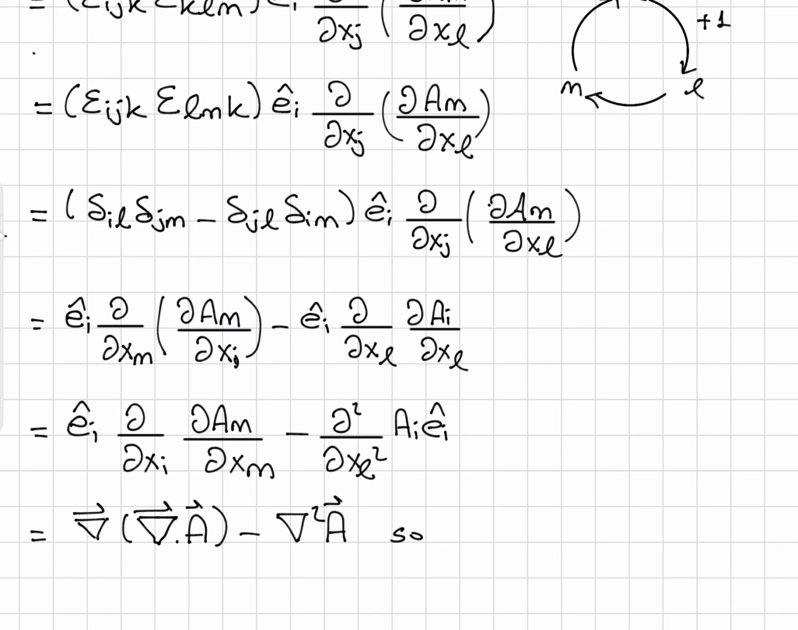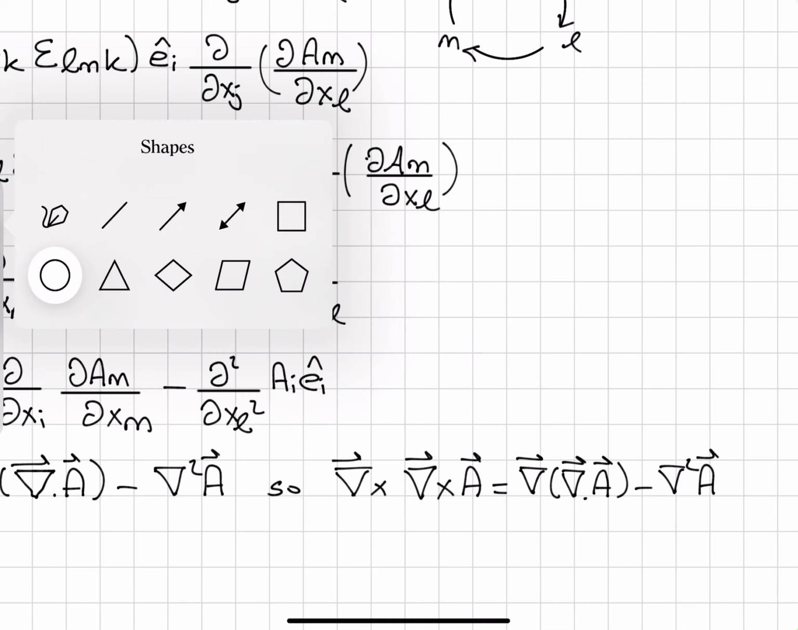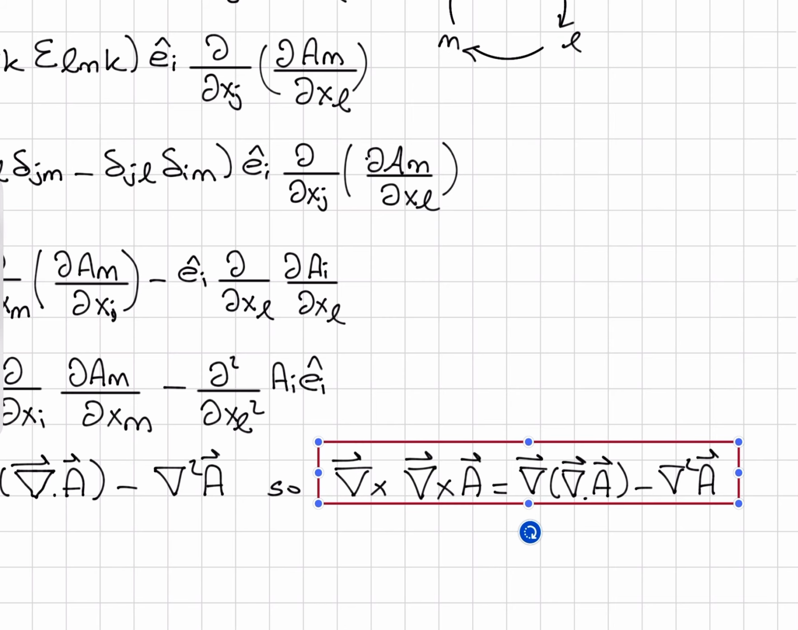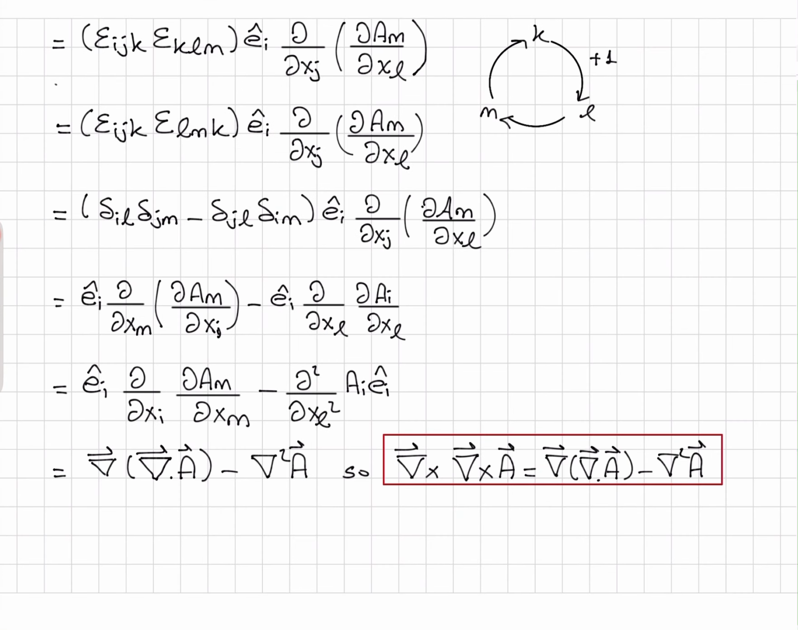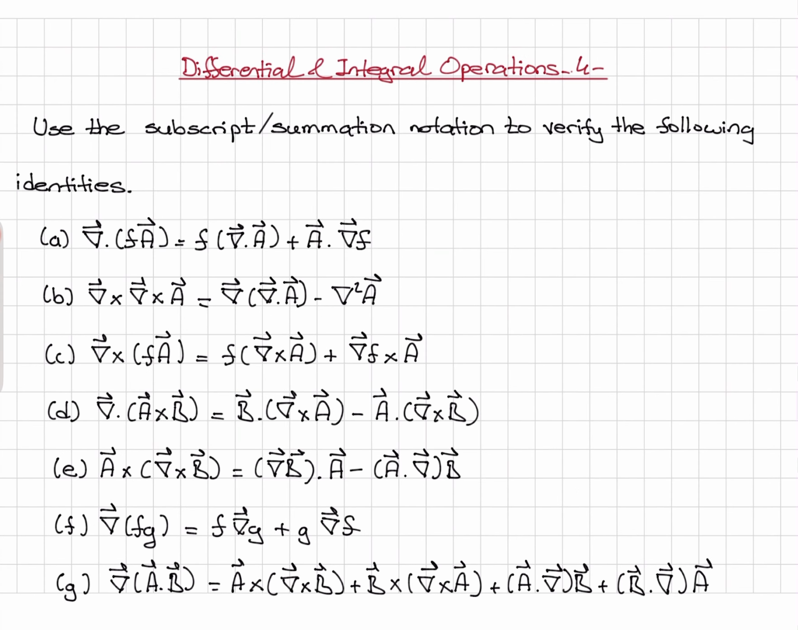So my final answer is curl of curl of A is equal to gradient of divergence of A minus Laplacian A. So that's the final answer. Let's check this final answer. Gradient of the divergence of A minus Laplacian applied to A.